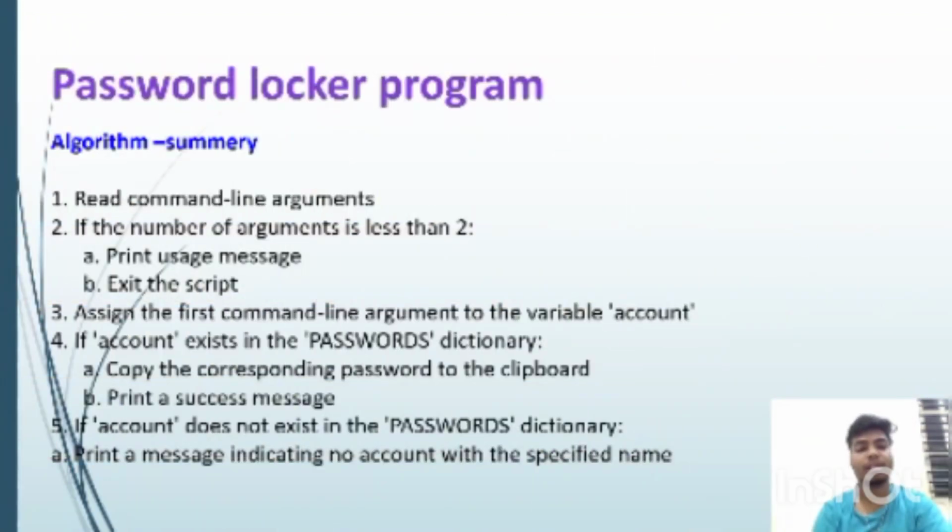Password locker program algorithm. Read command line arguments. If the number of arguments is less than 2, print a usage message and exit the script. Assign the first command line argument to the variable account. If the account exists in the passwords dictionary, copy the corresponding password to the clipboard. Print a success message. If the account does not exist in the passwords dictionary, print a message indicating no account with the specified name.